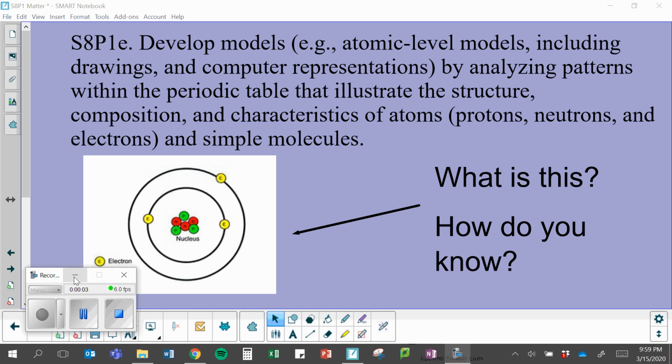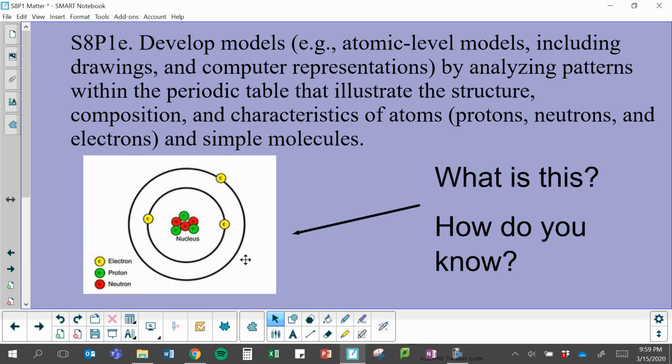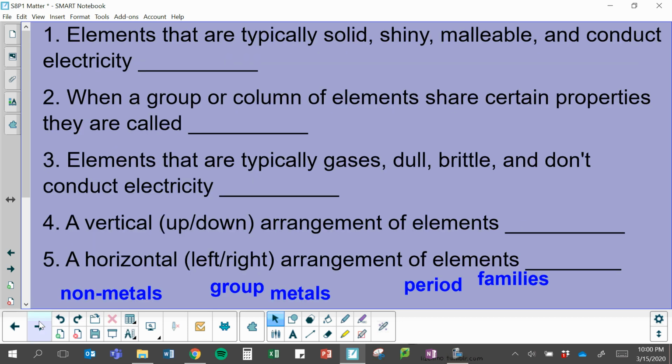Okay guys, so now we're going to start reviewing atoms. So it's all dealing with what is this, which I just told you is an atom, and how do we know, and more specifically, what type of atom is it, and how can we tell based on what we're looking at. Okay, so take a minute and see if you can remember the answers to these different things.